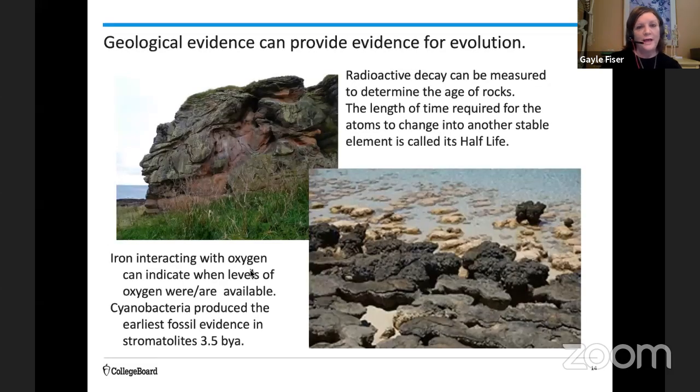Here's some geological evidence. It can provide evidence for evolution. And okay, so radioactive decay can be measured to determine the age of rocks. The length of time required for the atoms to change into another stable element is called its half-life. And iron interacting with oxygen can indicate where levels of oxygen were or are available. And cyanobacteria produce the earliest fossil evidence in stromatolites 3.5 billion years ago. And if you haven't seen stromatolites, these are stromatolites.